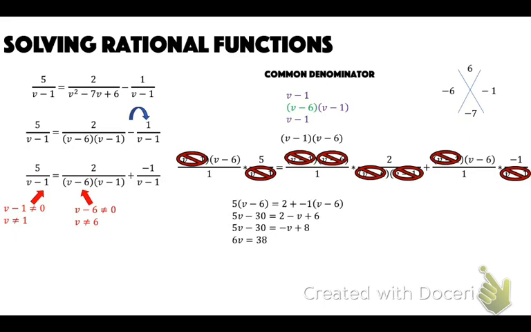I'm going to add the v over, and I get 6v. Add the 30 over, and you get 38. Divide by 6, and you get v equals 38 over 6, which reduces to 19 thirds.